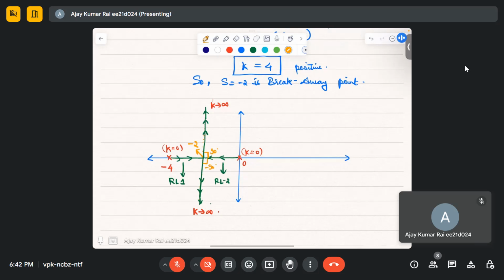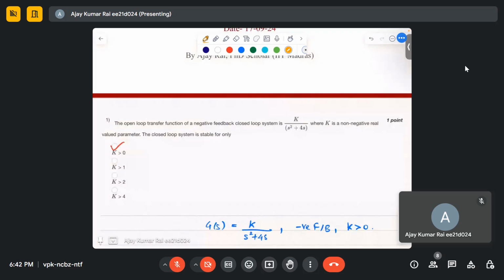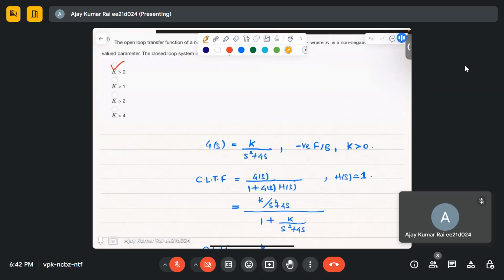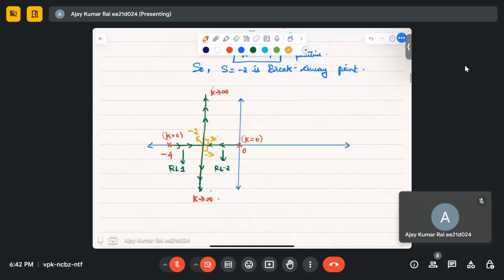So what was the original question? We have to find the stability, right? The closed loop system is stable for what value of k? By looking at the root locus, what can we say? The root locus depicts the closed loop poles, right? You can see that if k is greater than 0, the closed loop poles are always lying in the left half plane. So what we wanted was this.